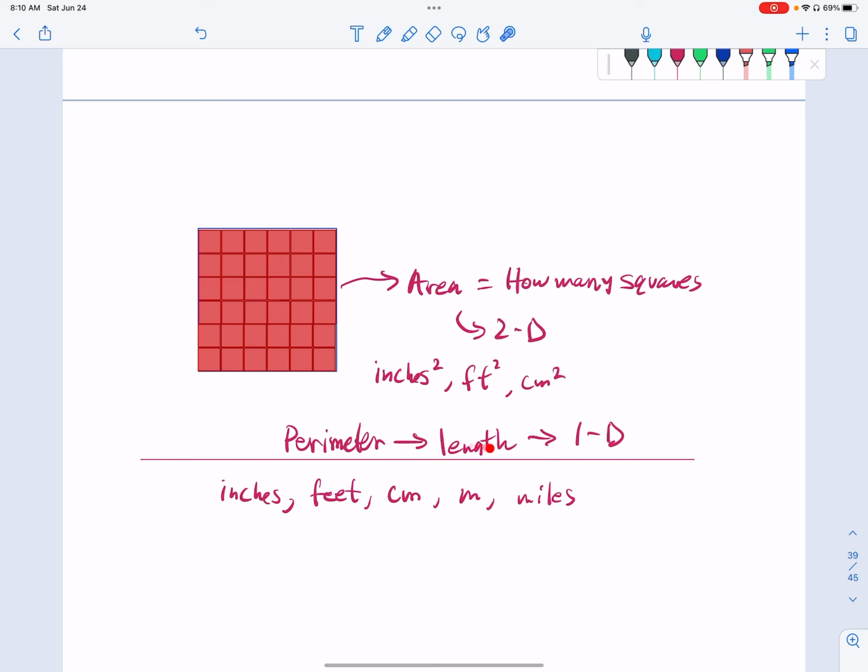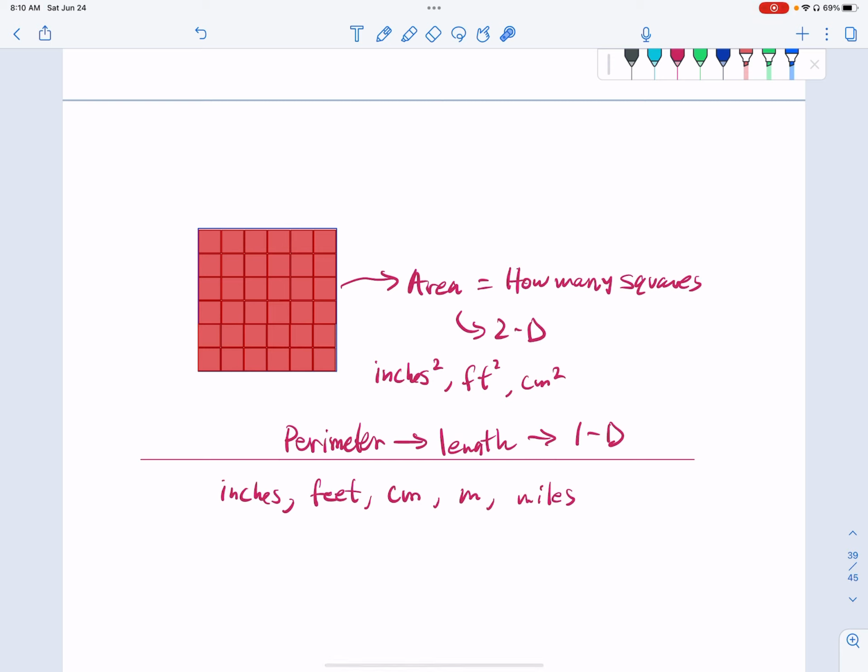Perimeter was associated with a length, it's one-dimensional. It's how far you go around your shape, right? If you take each one of these segments and line these things up, you just make a big old long stick, you're measuring in its length, and it's in linear units like inches, feet, centimeters, and so on.